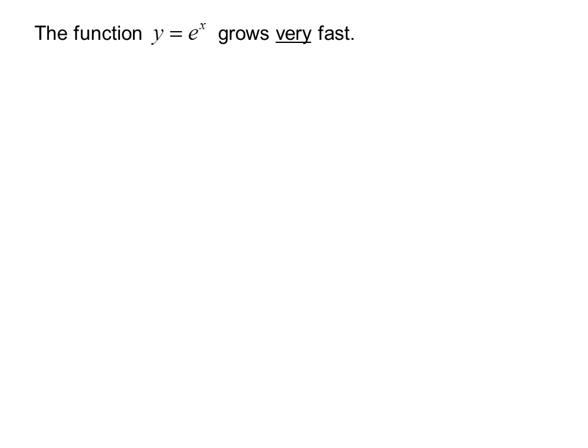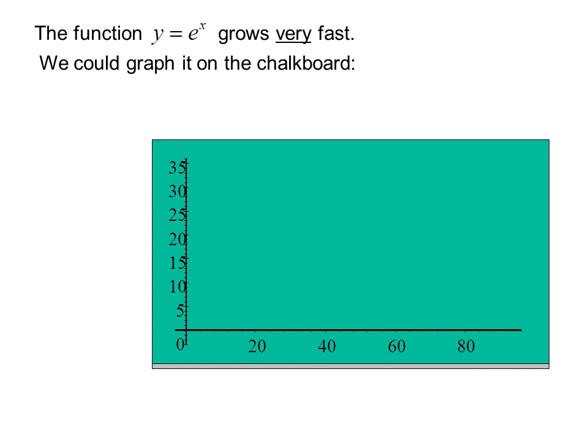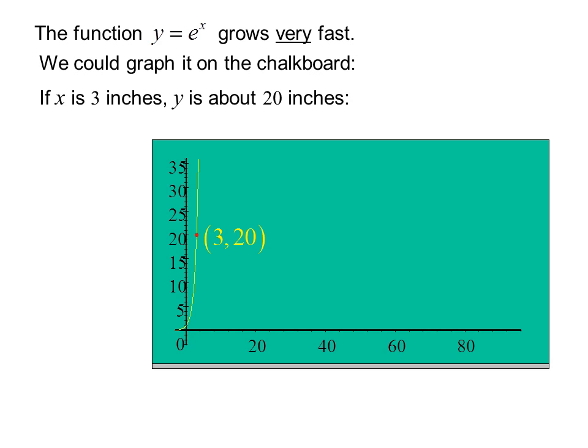The function y equals e to the x grows very fast. We could graph it on the chalkboard if we had an old-fashioned chalkboard. It would look like this. If x is 3 inches, y is about 20 inches. At x equals 10 inches, y is 1/3 of a mile.